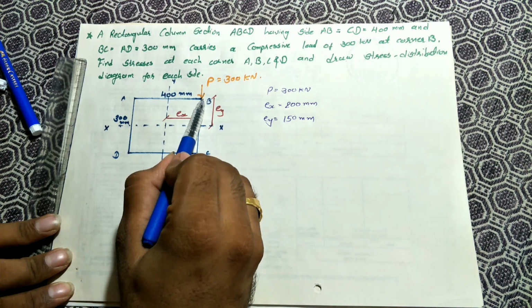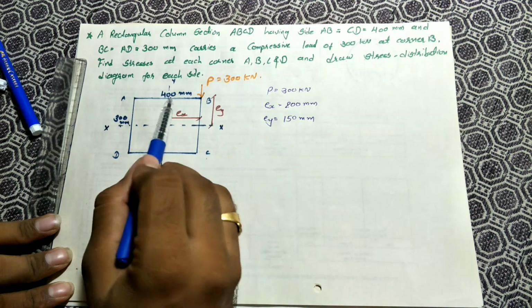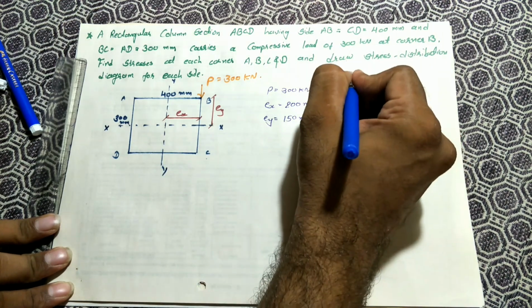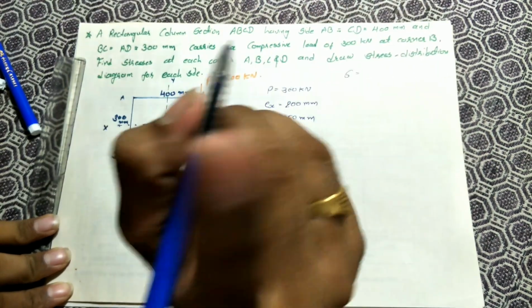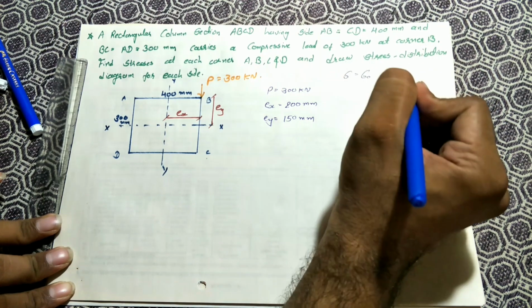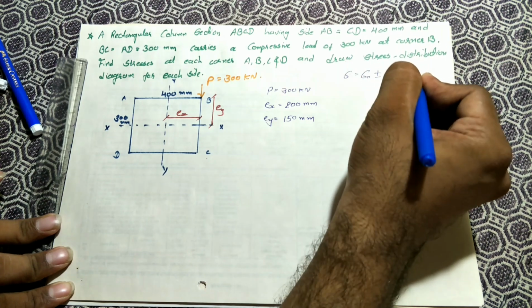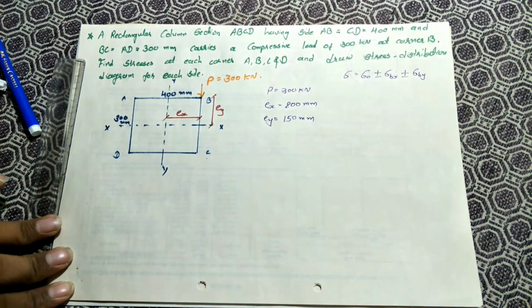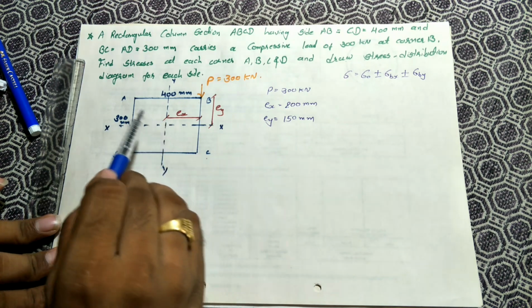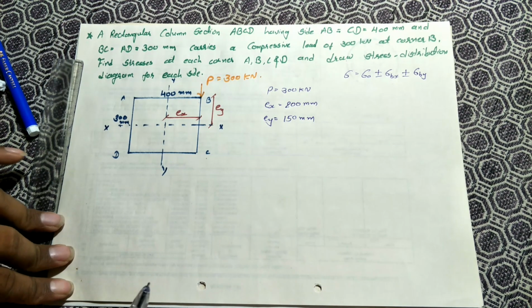Because of this loading, direct stress is produced and bending stress is also produced, so we need to consider your direct and bending stress both. The common equation is that stress equals direct stress plus or minus bending stress, in both directions, that is in the x direction and in the y direction. So this is all about the question, you need to calculate, and lastly we need to draw a diagram for the same.